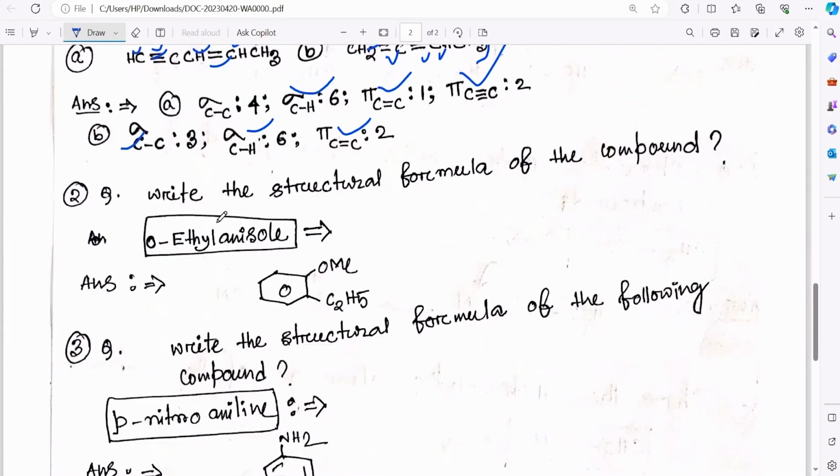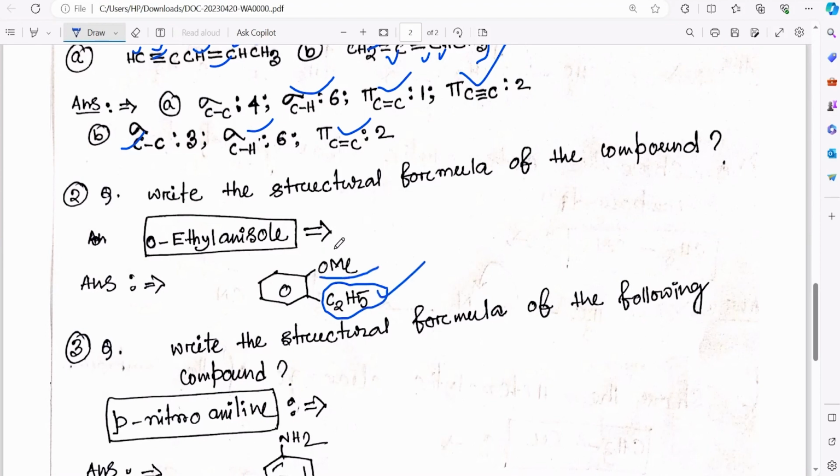Now we'll go to the next example. Write down the structural formula of the compound. So ortho ethyl anisole. So what is ortho ethyl anisole? Ortho ethyl anisole is the compound in which, in the ortho position, an ethyl group is present and one OMe group is present. Okay, so one OMe group and one ethyl group are present here. So that is why it can be called ortho ethyl anisole. In the ortho position is the ethyl group, meaning CH2CH3 is there.